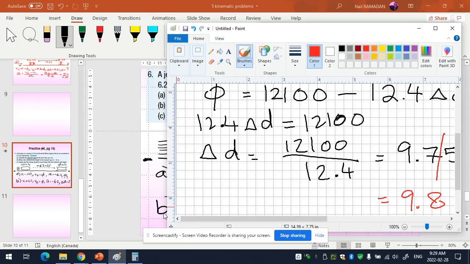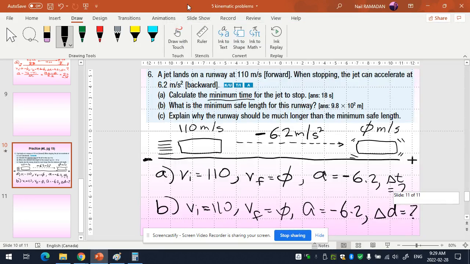Okay? What's part C? Anyone? Explain why. Why should it be much longer? Why should we go further than 980? Give me one reason. The jet might have been faster, right? Even 5 meters per second faster, like at 110, 115 meters per second, would drive it maybe a few meters ahead. What's another reason?